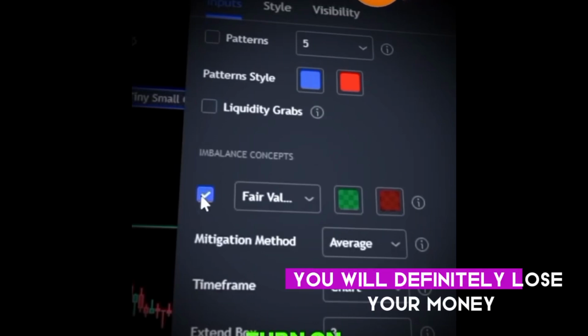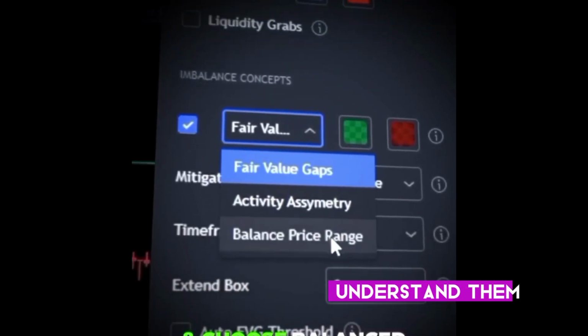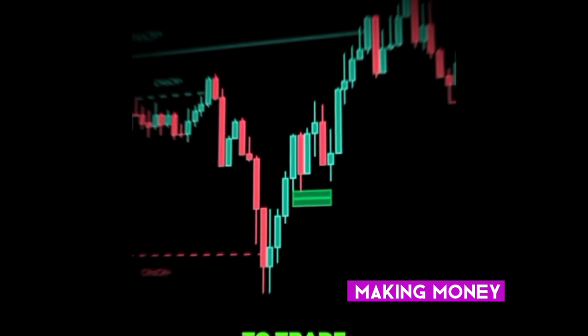Understanding these smart money concepts, trust me, Forex will be easy, because if movements like displacement and balanced price range go against you, you will definitely lose your money, but when you understand them, you will definitely be making money.